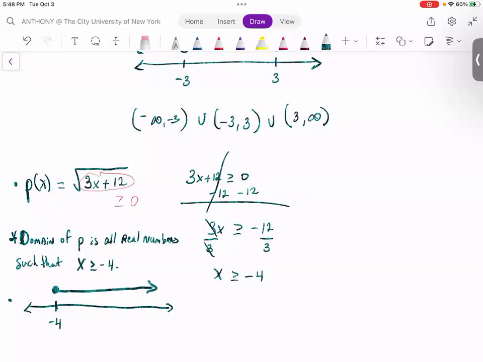So that's your visual. And then the interval notation: because I start at negative 4 but go all the way to infinity, I know it's negative 4 comma infinity. The negative 4 this time is included, so I use a square bracket, and then I use a closed parenthesis at infinity.